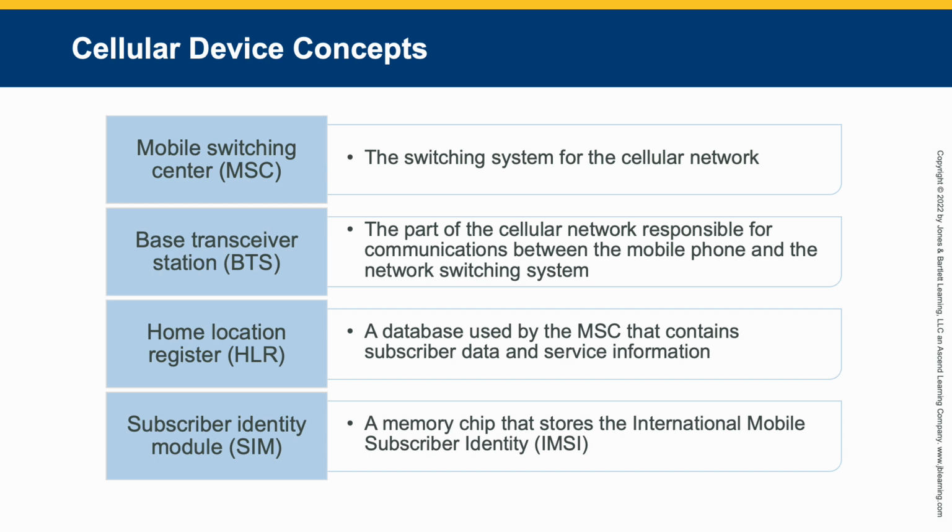A base transceiver station is a critical component in mobile networks, enabling wireless communication between user devices like mobile phones and the network infrastructure. The home location register (HLR) is a central database in mobile networks that stores essential information about all authorized mobile subscribers. A subscriber identity module, or SIM card, is a small integrated circuit used in mobile devices to securely store unique identification information and facilitate network authentication.